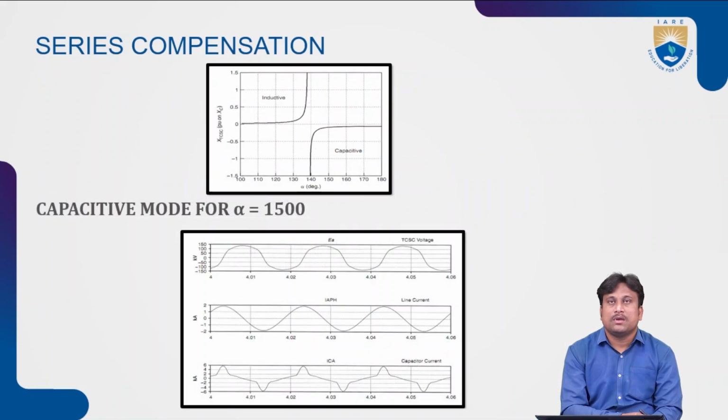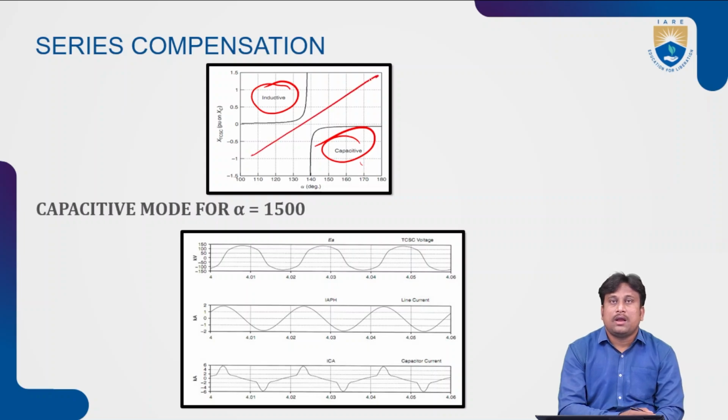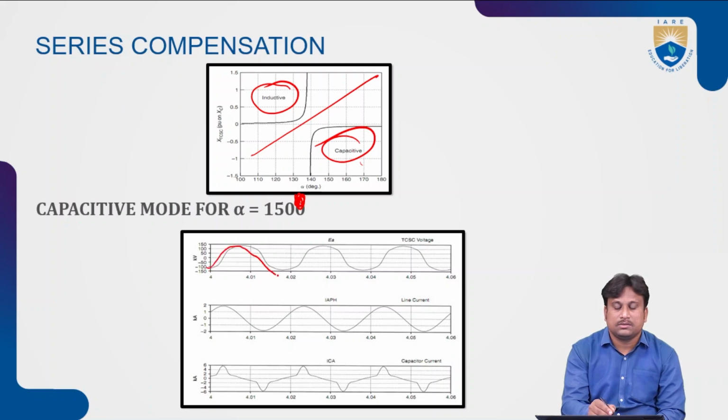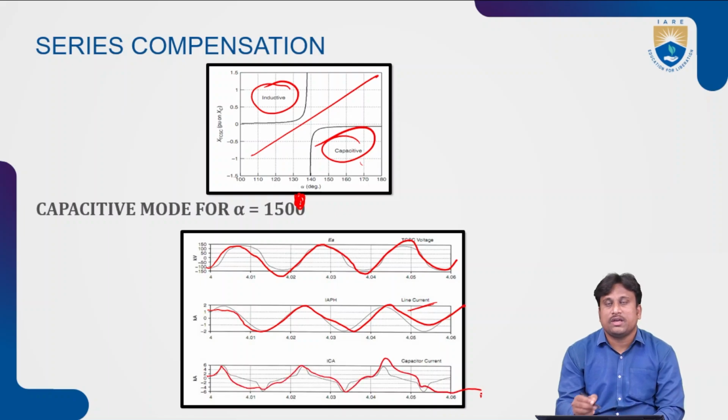beta by pi. So this is the graph representing the inductive nature and this is the capacitive nature. They will be separated oppositely, and the capacitive mode exists at an angle of 150 degrees. So during that instant the outputs generated will be like this. This follows the usual TCSC voltage. As the line current is the reference, the current will start from this instant and it will exist. And this is the capacitor current, it may start like this. So the variations are expected in capacitive mode for an alpha angle of 150 degrees.